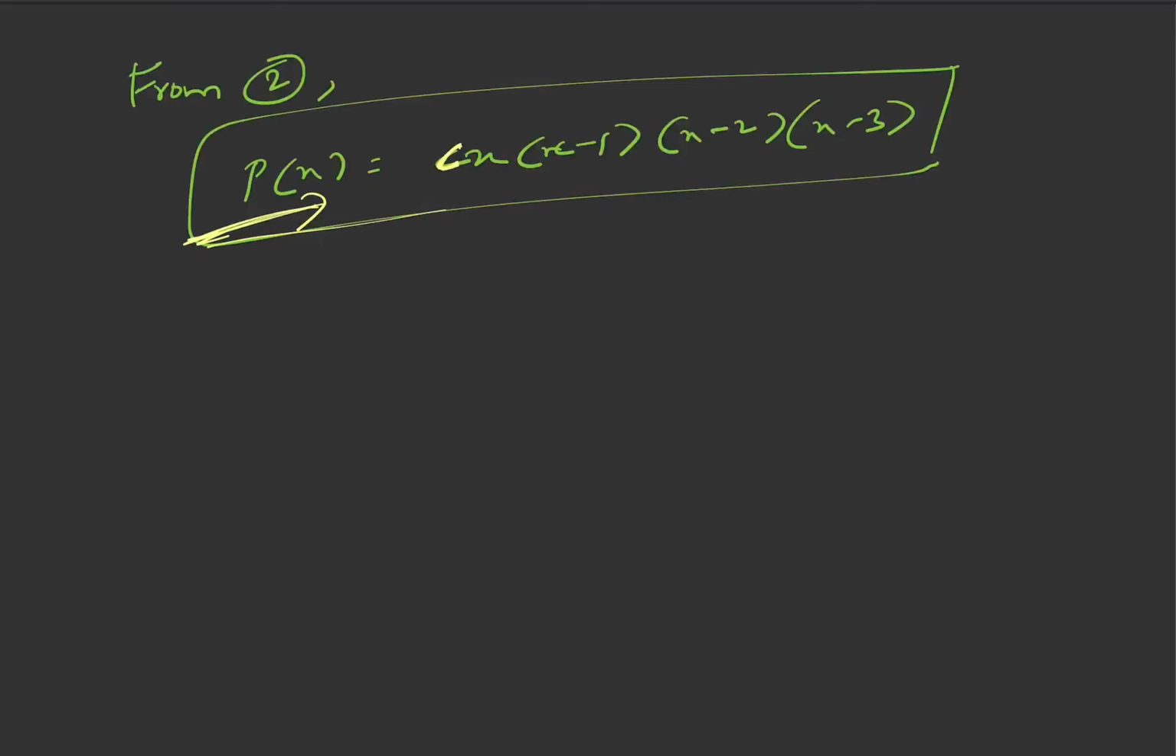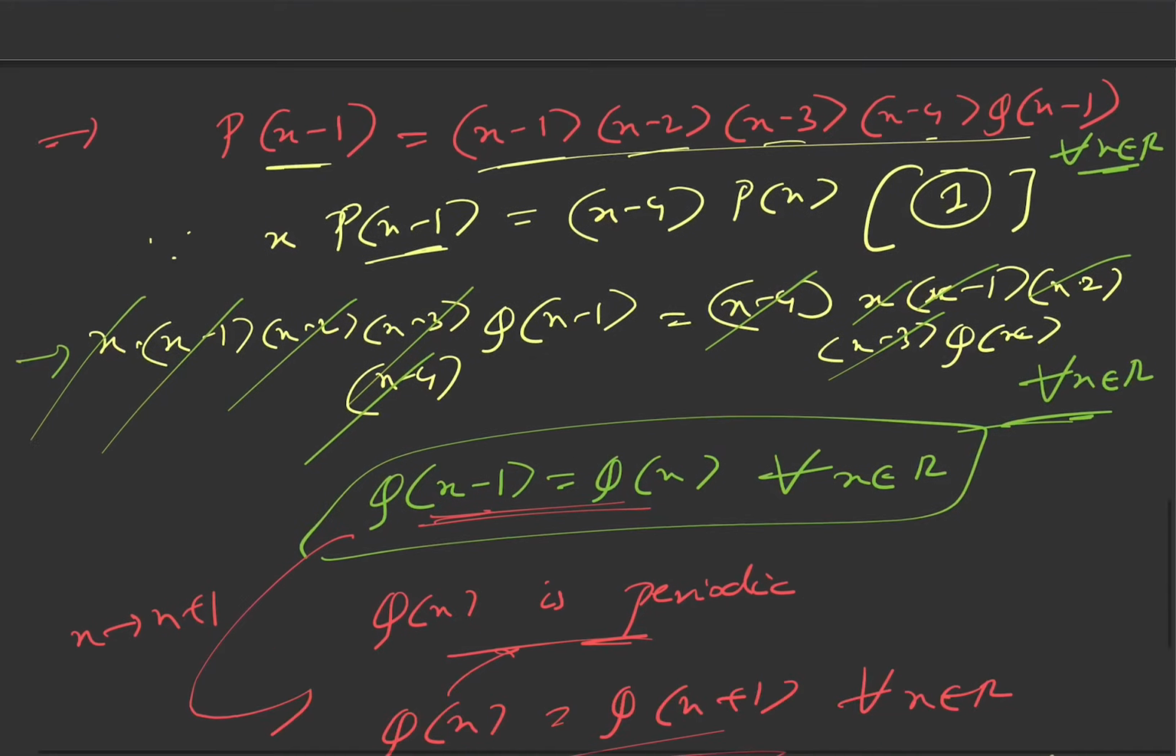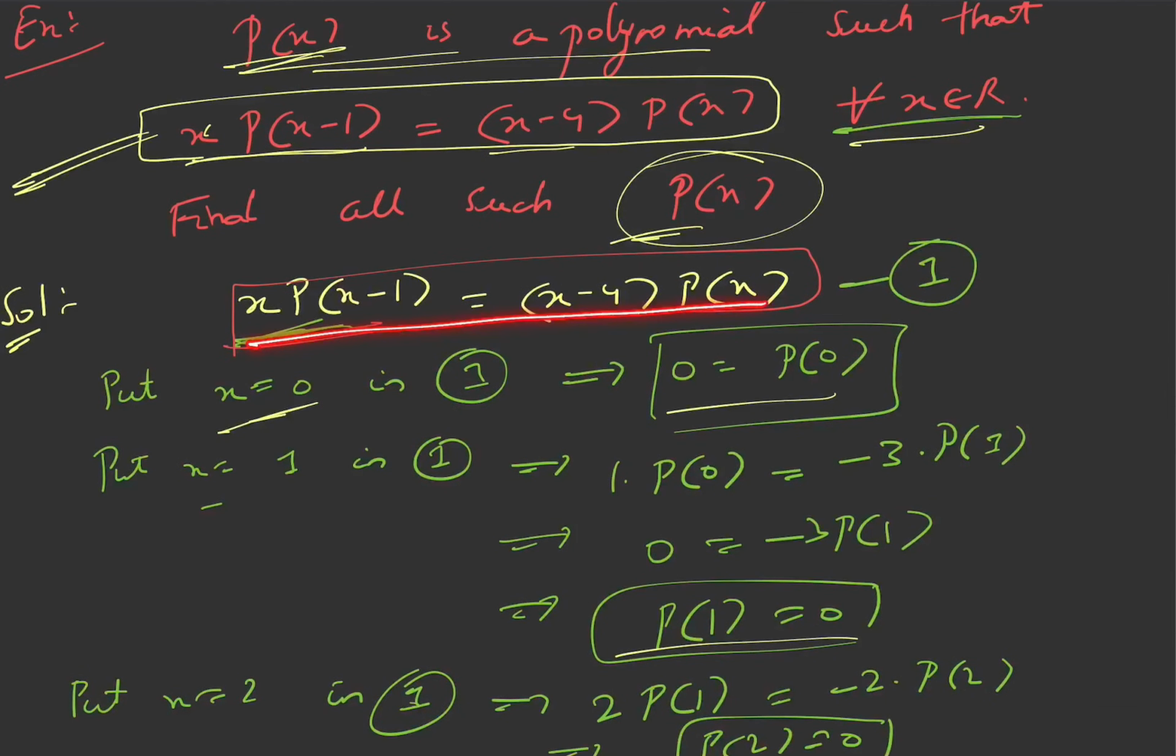So this is our required solution. I think this is very clear to you. This is the application of the theorem which we have learned previously, right? That the only periodic function which is a polynomial is a constant function. Let me just quickly repeat it again for you. It was given that x into p of x minus 1 is x minus 4 into p of x.